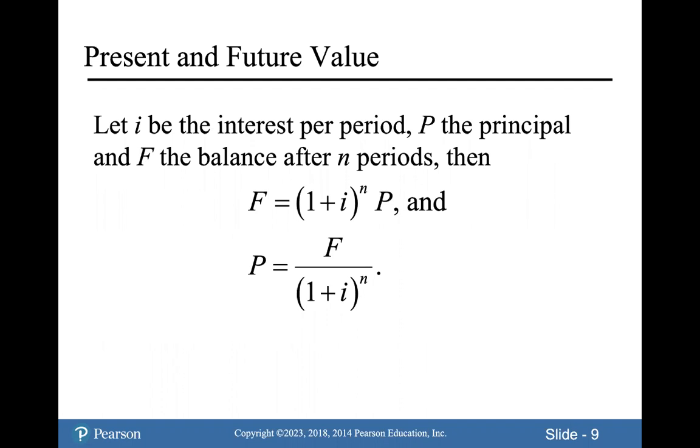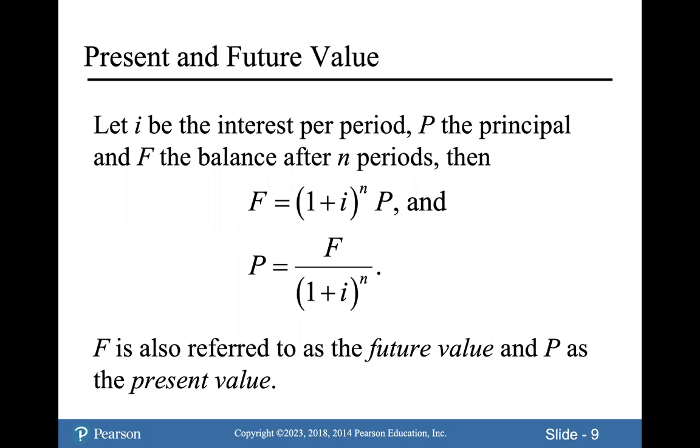All right, next we'll talk about present and future value. Let I be the interest per period, P the principal, and F the balance after N periods. Then F can be found by taking 1 plus I to the power N times P. And equivalently, P can be found by taking F divided by 1 plus I to the power N. F is also referred to as the future value and P as the present value.